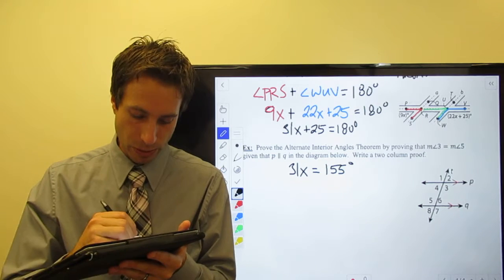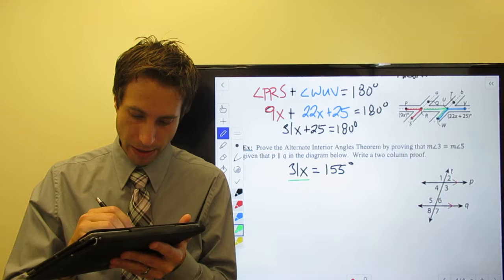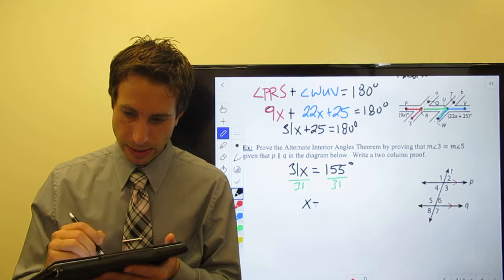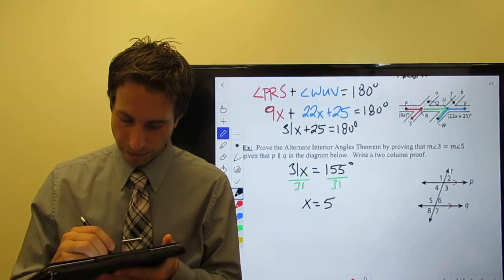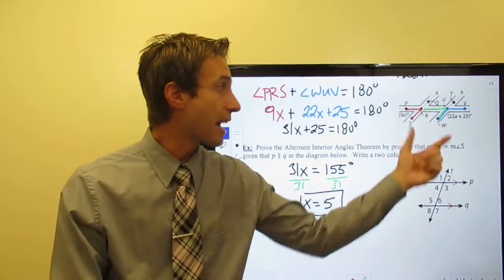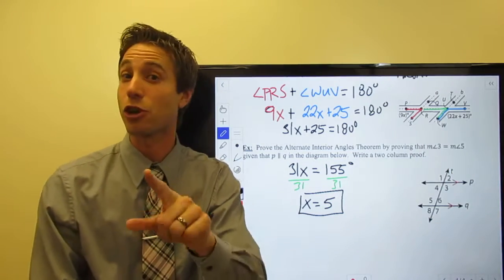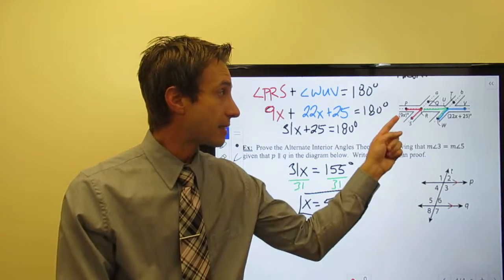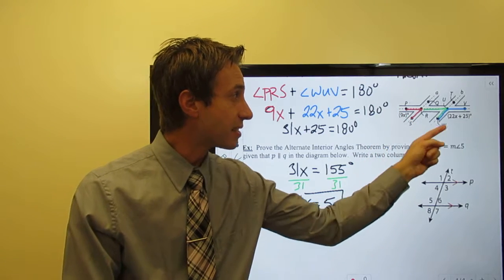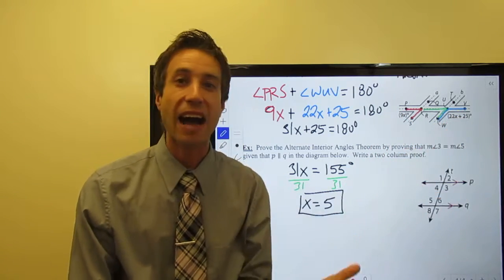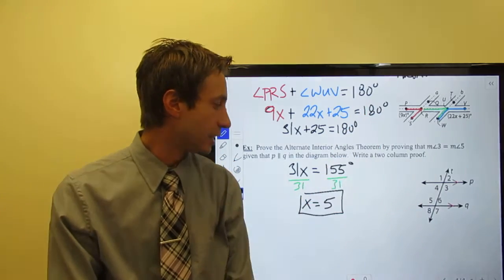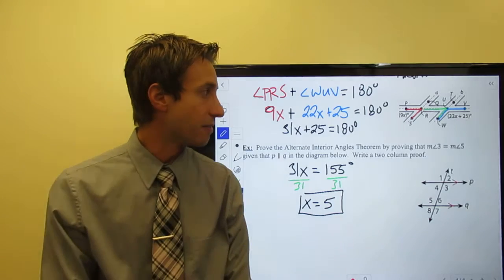Go ahead and divide both sides by 31. We'll divide by 31, divide by 31. And so we wind up with x is equal to 5. So what I did is I found the value of x by simply recognizing that this angle PRS and this angle WUV have to sum to 180 degrees. They form what we know as a linear pair, and that allows me to find the value of x.